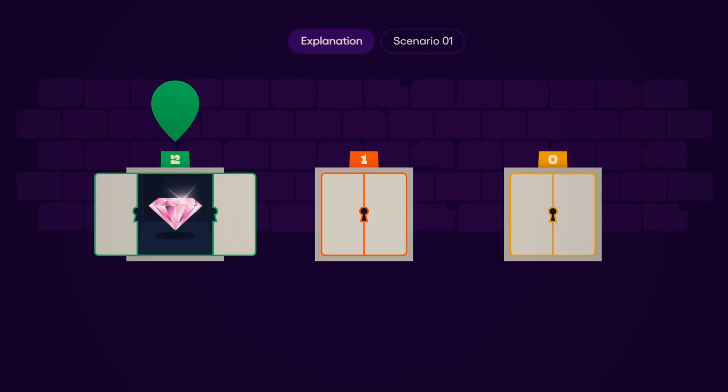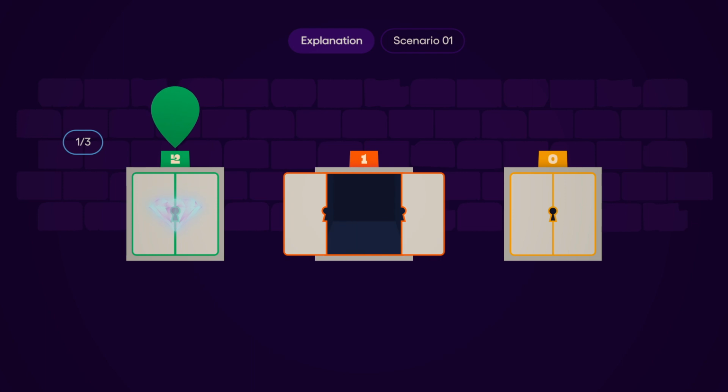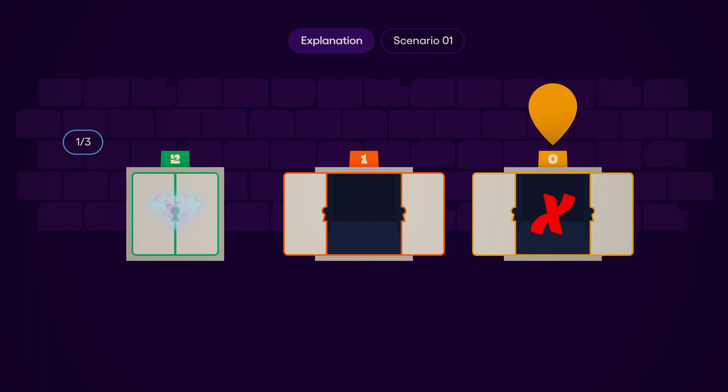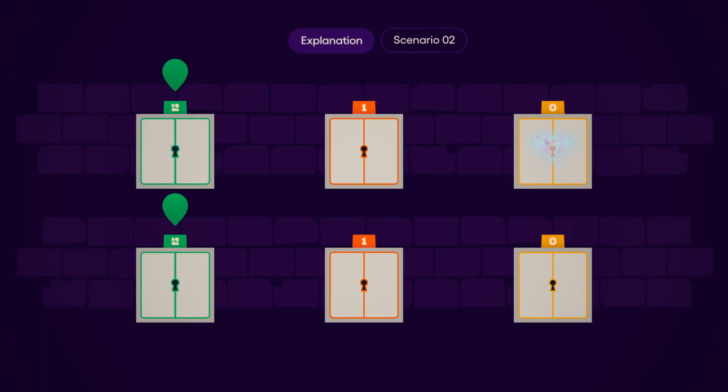Explanation. Let's consider the scenario where the first safe you chose contained the diamond. This happens 1 time out of 3. Kettu can open either one of the 2 remaining safes. If you change your mind and switch safes, you'll come up empty-handed every time since the diamond was in the first safe.